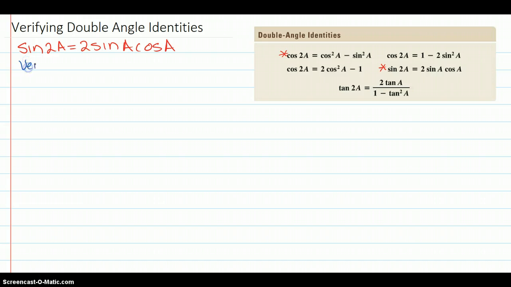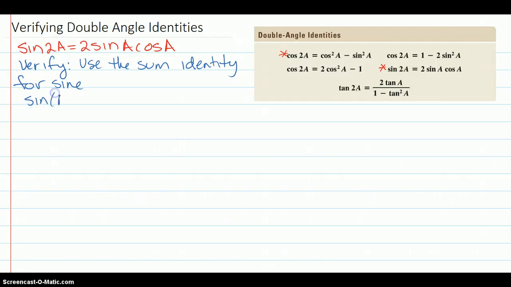To verify this, to show this is true, I'm going to use the sum identity for cosine. So let me write that down. I mean the sum identity for sine. Okay, so what is the sum identity for sine? Well, we know from a past section that the sine of a plus b is sine of a cosine of b plus the other way around, cosine of a sine of b.